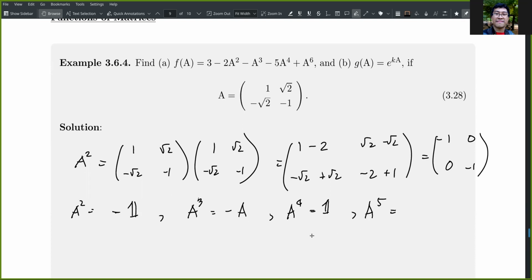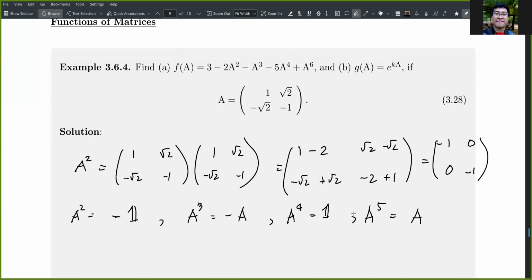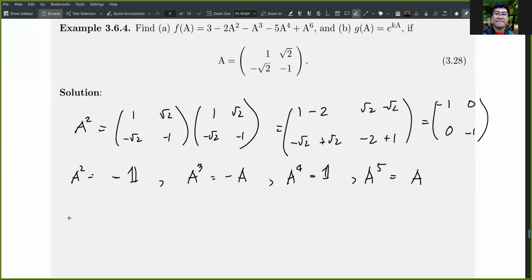A5 would be this times A. So we go back to A, and then it just cycles out. So for function f(A), that's 3. By the way, if there's no matrix beside that coefficient, it is understood that it is multiplied by a unit matrix.